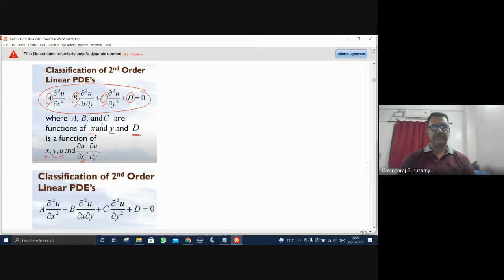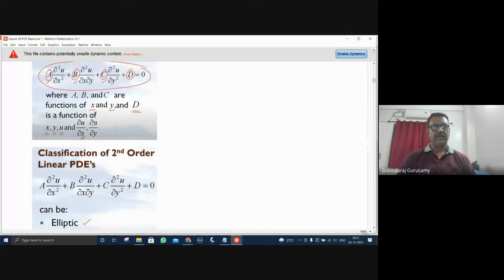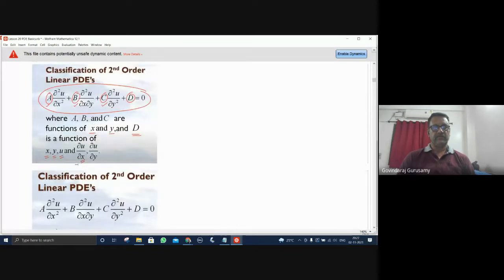We can see that A, B, C are functions of x and y. All the three are functions of x and y. And D is a function of x, y, u, ∂u/∂x, ∂u/∂y also. That's what you have. So now the deciding factors for the classification are based on this A, B, C.